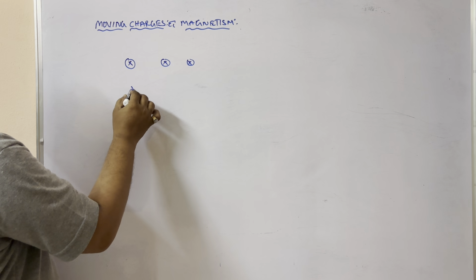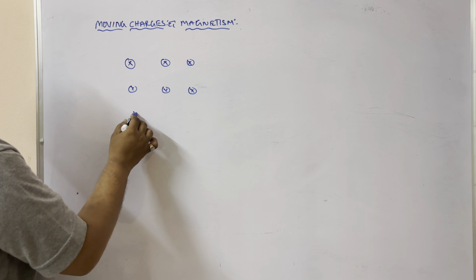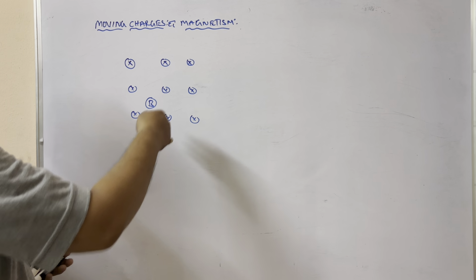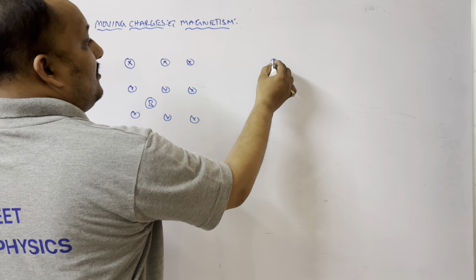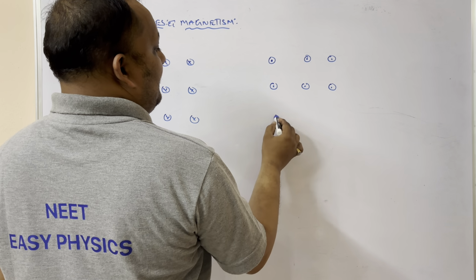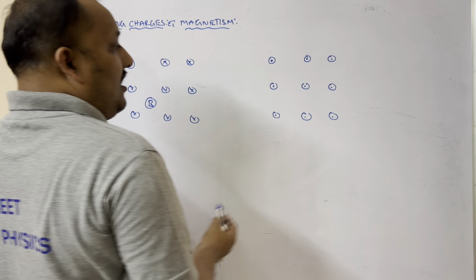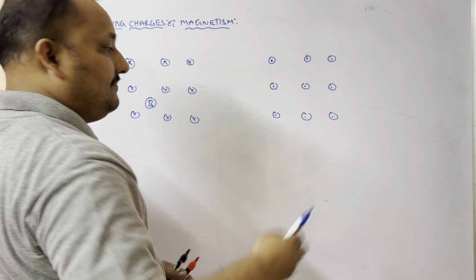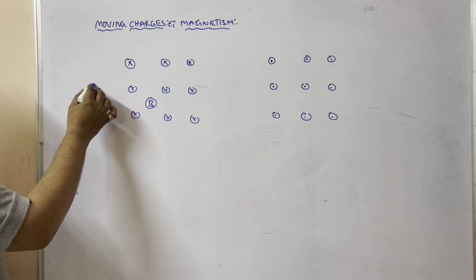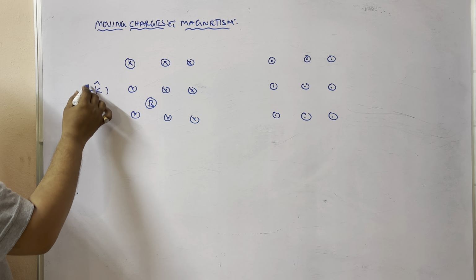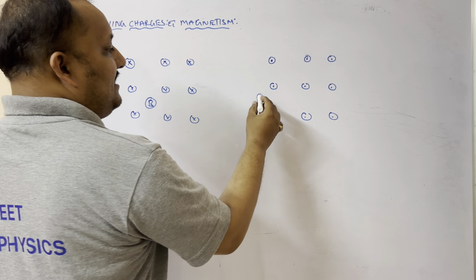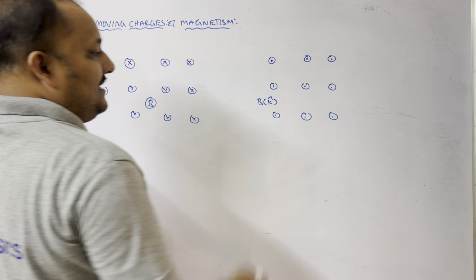If they have given crosses like this, this is going to be magnetic field inside into the board. If they have given dots like this, this is also magnetic field, but it is going to be outside the board. Next, if you want to write in terms of direction, this B bar, into the board, means minus k cap. Outside means this is nothing but plus k cap.